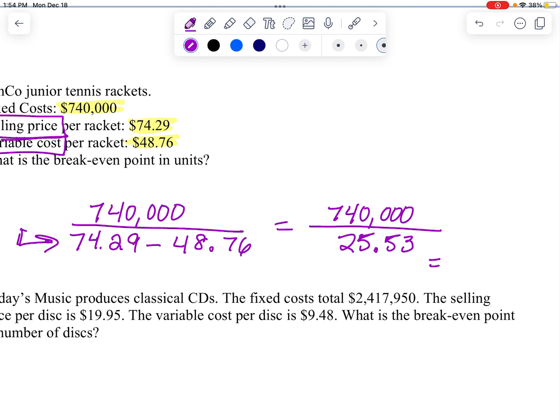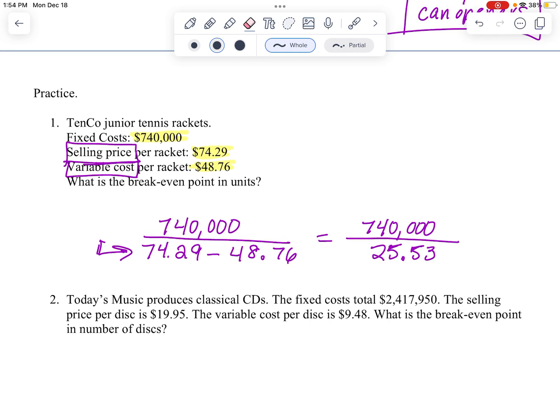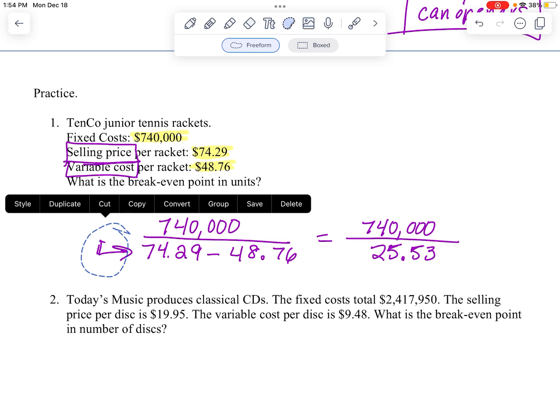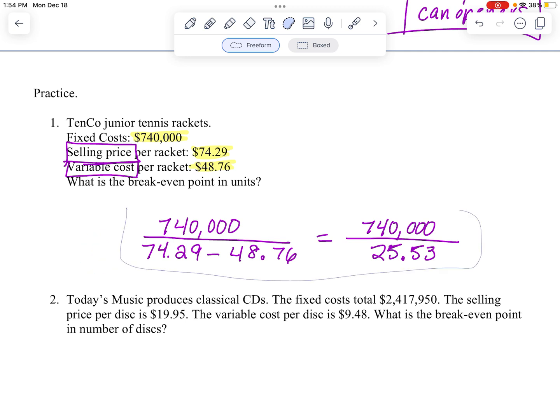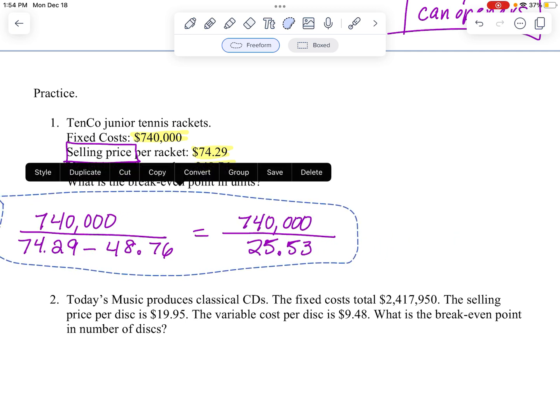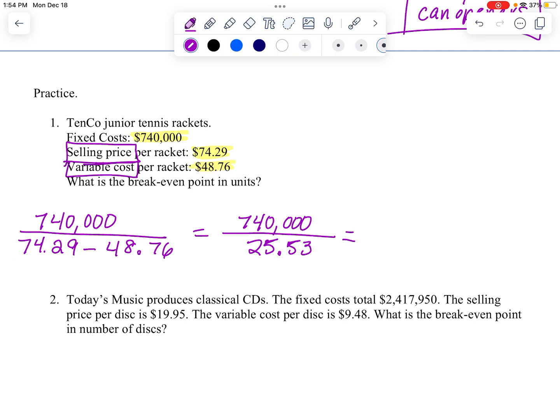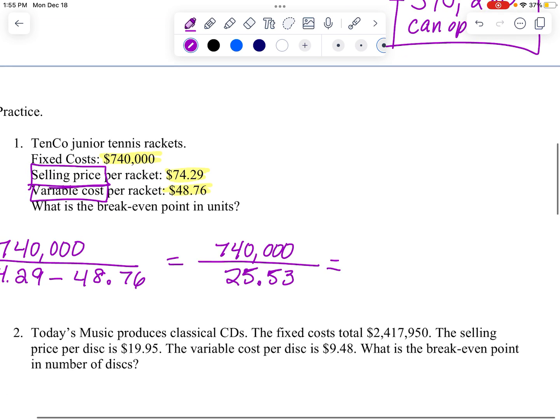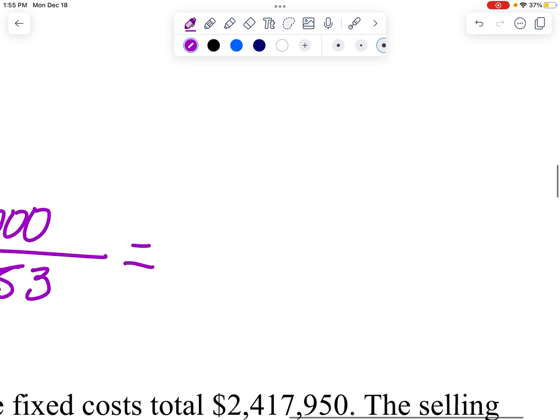So I will give you a moment to do that. Okay, so when you do this, you should get a number. You're going to notice you're going to need to round. All right, since we're selling tennis rackets here, we can't have a decimal. You're not selling half of a tennis racket. So we're going to round to a whole number.